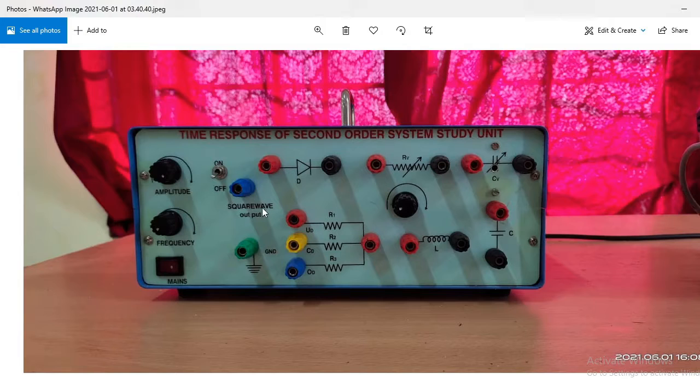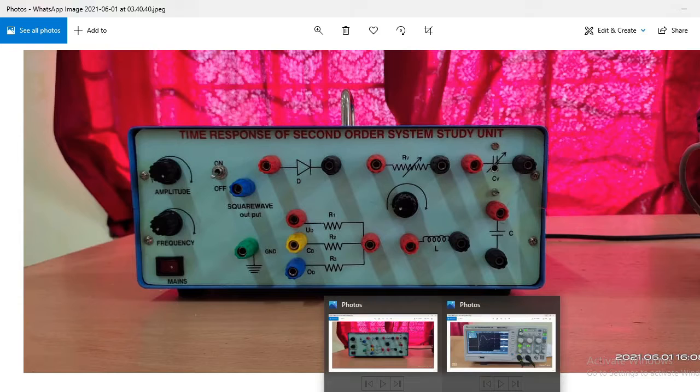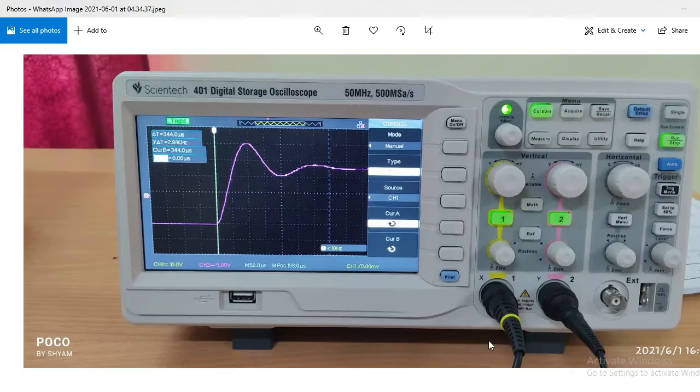And we have to apply the square wave input, and we need to observe the output from here. Next, we need to tune the frequency and amplitude, which is nothing but simply an RLC circuit. As well as to perform this experiment, we need along with the kit one digital CRO which displays the output. With respect to this output, we have to find the different characteristics of your time response. Then we need to tally with your theoretical calculations.